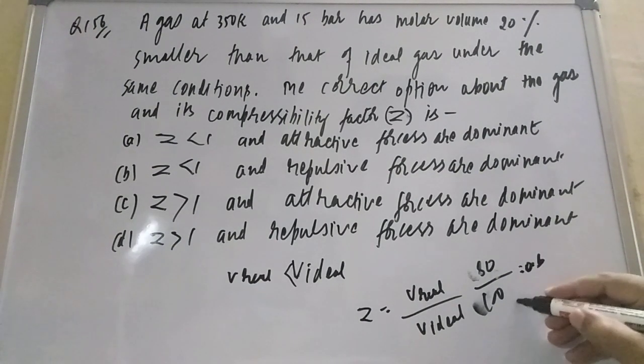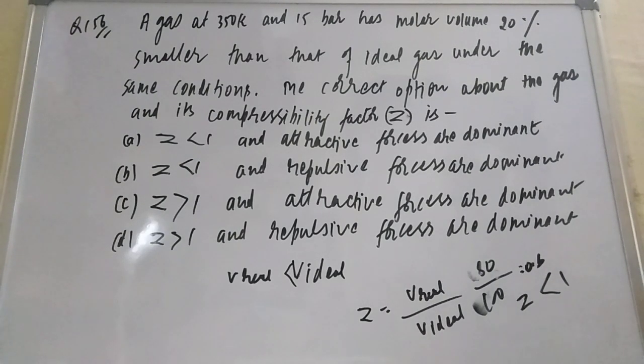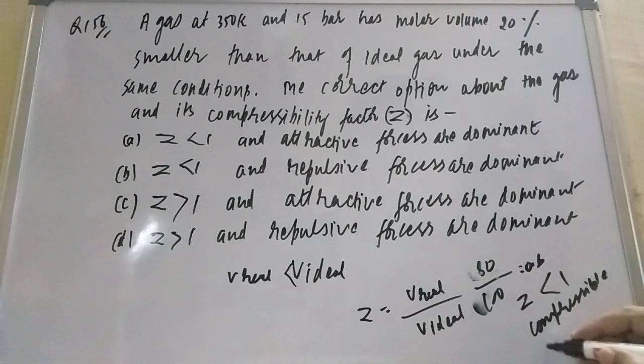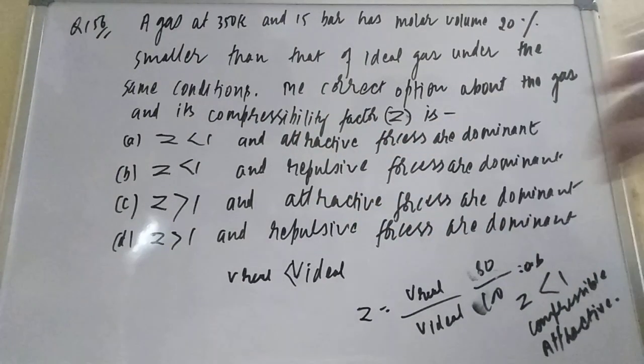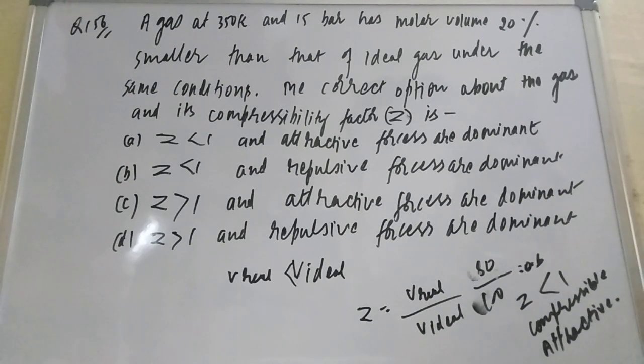0.8, student, means the Z value is coming less than 1. Z less than 1 means compressible, and Z less than 1 also means attractive forces will be dominant. So you check with option number 1: attractive forces are dominant. If attractive forces are dominant, then only it is compressible.